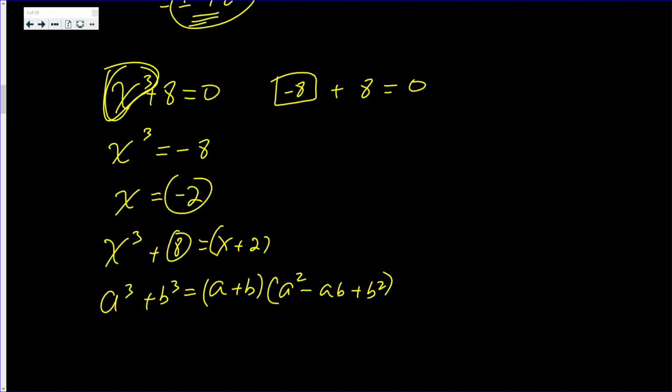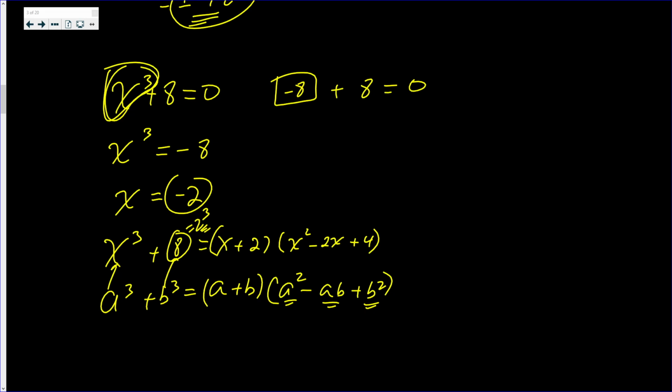And in our case, a is x and b is 2, because 8 is 2 cubed. So we get, just going to read this off, instead of writing a, I'm going to write x, and instead of writing b, I'm going to write 2. It's a squared minus a times b, plus b squared.